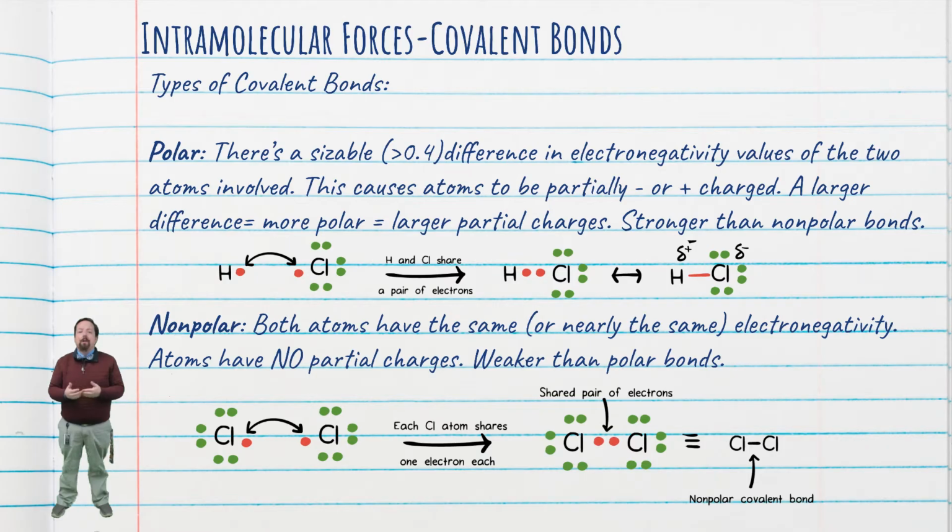These partial charges can lead to some new attractions that make polar bonds stronger than nonpolar bonds. Nonpolar bonds exist between two atoms that have the same or nearly the same electronegativities, a difference of less than 0.4. Both of them are pulling on those shared electrons with about the same strength, so neither of them pulls the electrons closer towards it, and that means neither of them feel partially negative or partially positive. So there's no polarity to these molecules. Since these don't have any additional charges, nonpolar bonds are slightly weaker than polar bonds.